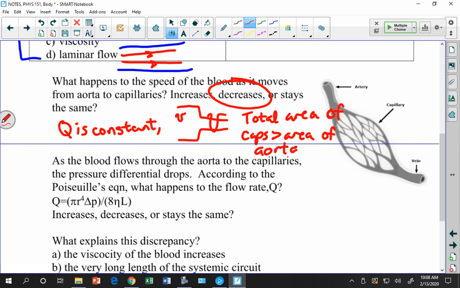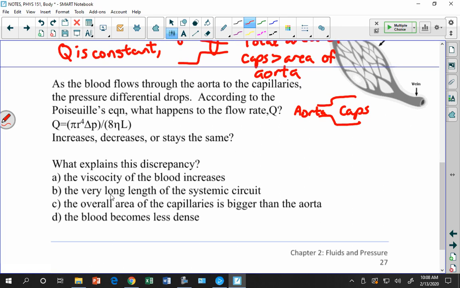Just because you have a lot of capillaries. But the flow rate's still the same. The equation of continuity still applies. And in fact, going from the artery to the capillaries really looks more like this, where this would represent the aorta, and combined, this would represent the capillaries. But they don't get smaller, they get bigger when you take them all into account. Okay, as blood flows, the pressure differential drops.